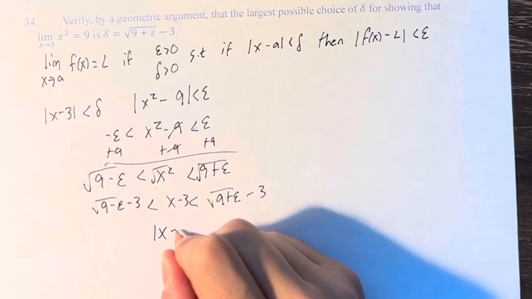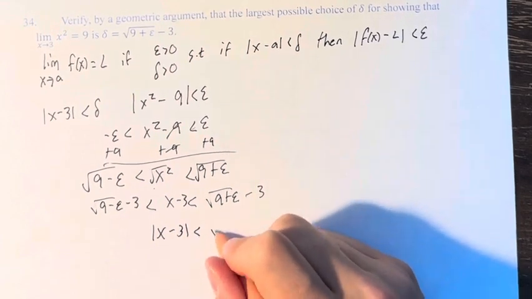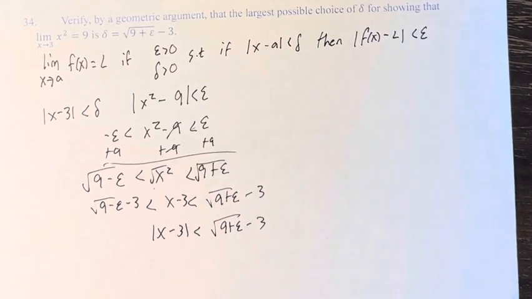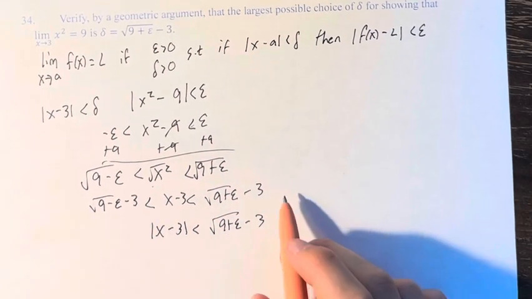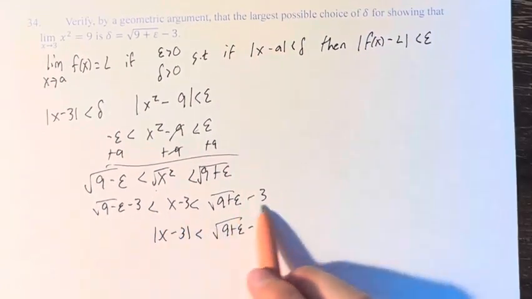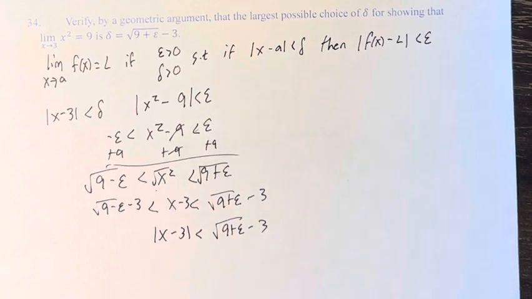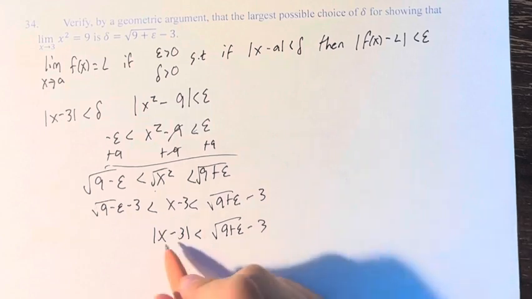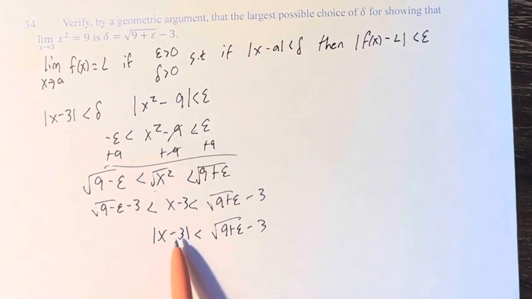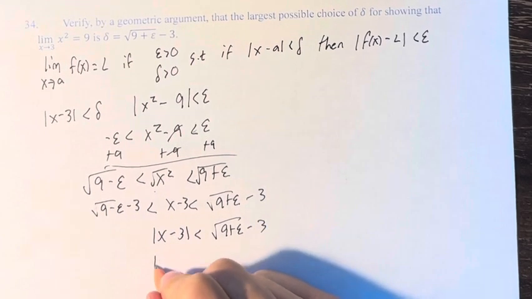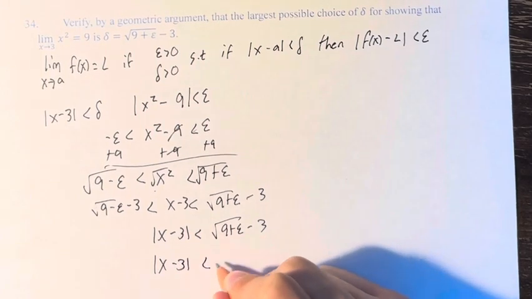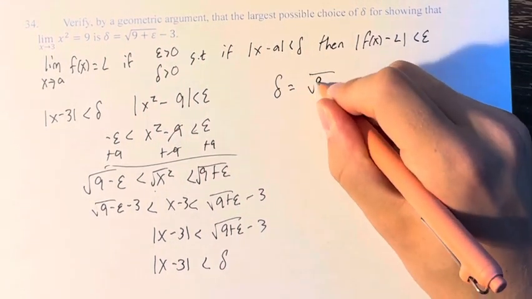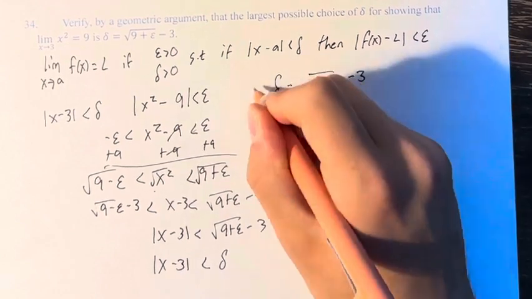This means that the absolute value of x minus 3 is less than the square root of 9 plus epsilon minus 3. Right? This is the largest magnitude, the largest absolute value in this range. So the absolute values of any of the points in that range are less than this value. Therefore, we have the absolute value of x minus 3 is less than this, and the absolute value of x minus 3 is less than delta. Therefore, we can say that delta equals the square root of 9 plus epsilon minus 3.